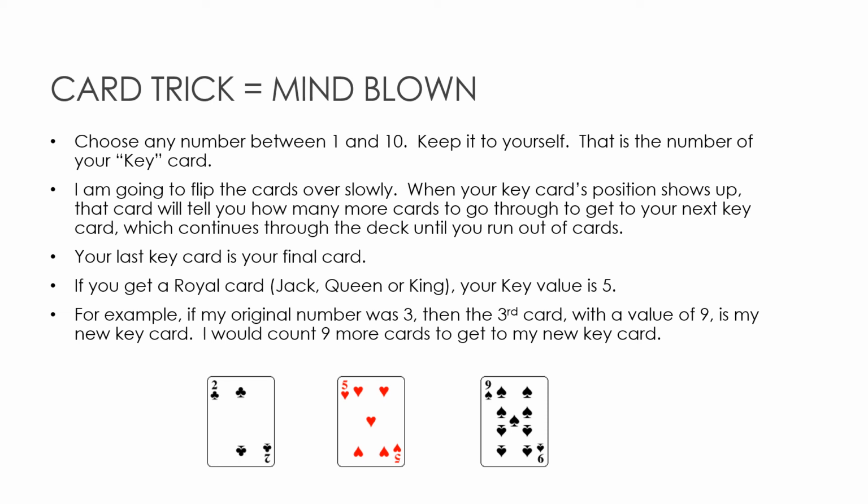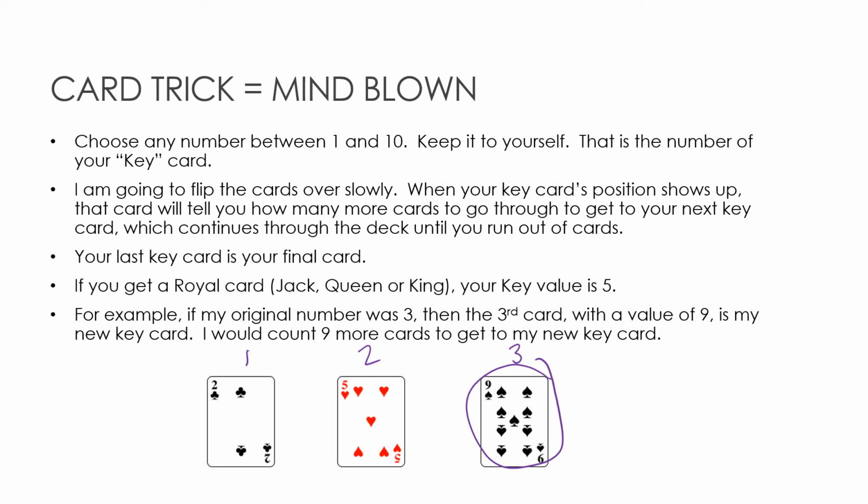If you get a royal card, Jack, Queen, or King, your key value is 5. For example, let's say my original number was 3, then my third card, say this is the first card, second card, third card, I would count 1, 2, 3, and that gives me 9, which means now I would count 9 more cards to get to my next key card. So essentially I'm just going to keep making new key cards.